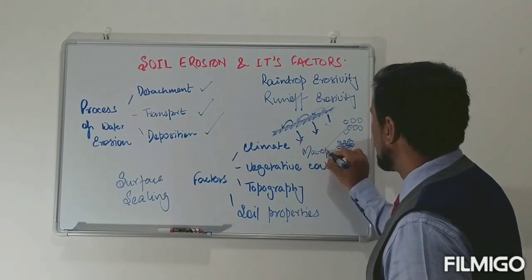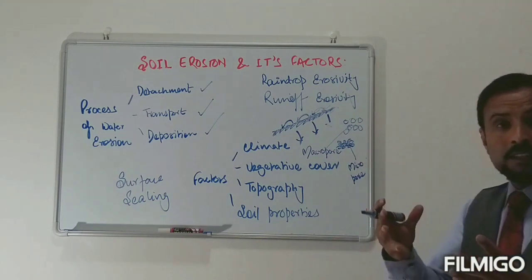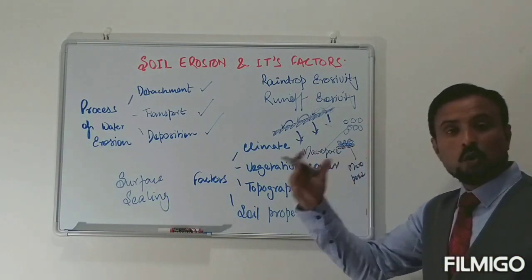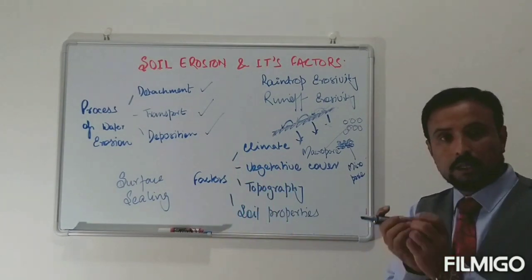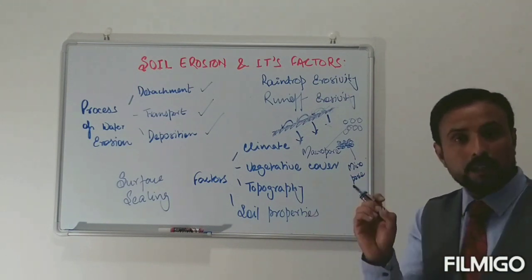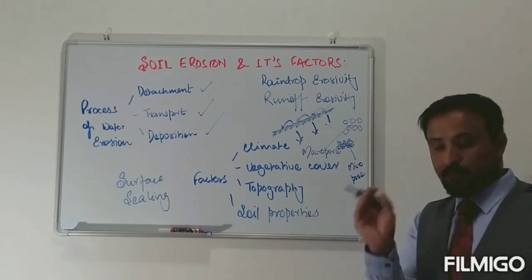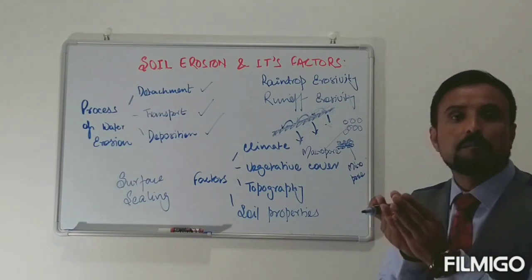Macro pore, right? Macro pore, this size. So when soil has more sand content, it has macro pores. The space between two particles is bigger. When a soil has clay particles, the pores between the soil particles are less, micro pores.